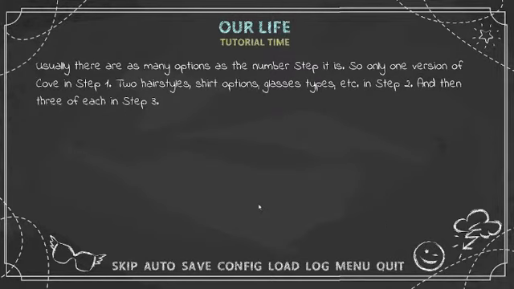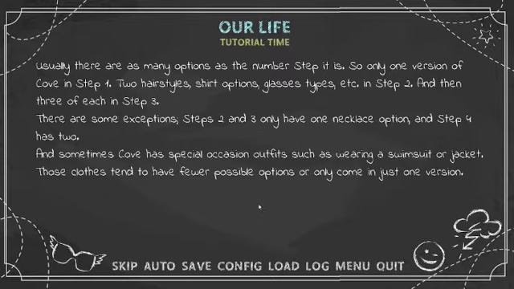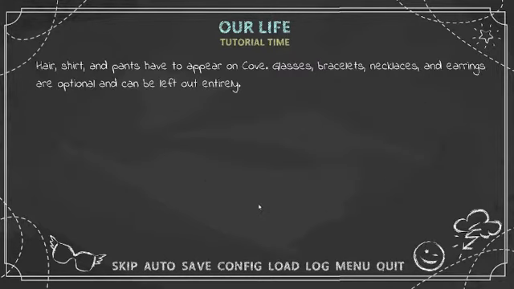Usually there are as many options as the number step it is, so only one version of Cove in Step 1, 2 hairstyles, shirt options, glasses, tags, etc. in Step 2, and then 3 of each in Step 3. There are some exceptions. Steps 2 and 3 only have one necklace option, and Step 4 has 2. Sometimes Cove has special occasion outfits, such as wearing a swimsuit or jacket. This Cove tends to have fewer possible options, or only come in just one version. Hair, shirt, and pants have to appear on Cove. Glasses, bracelets, necklaces, and earrings are optional and can be left out entirely.